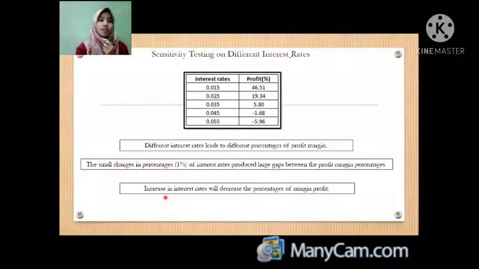First, we do sensitivity testing on different interest rates. We use 5 different interest rates, including our original interest rate. So, different interest rates lead to different percentages of profit margin, as we can see here. The small changes in percentages, the difference between each being 1% only, produce large gaps between the profit margin percentages, as we can see here. An increase in interest rate will decrease the percentage of profit margin.